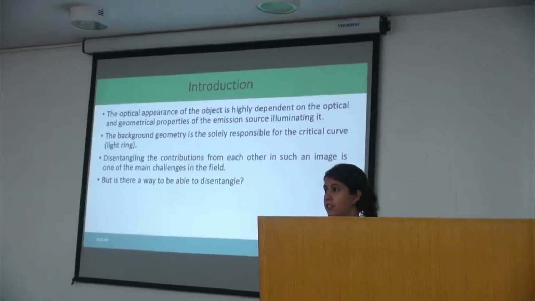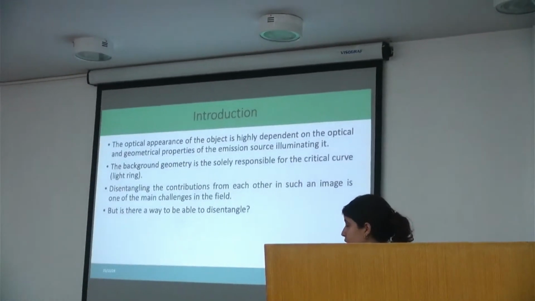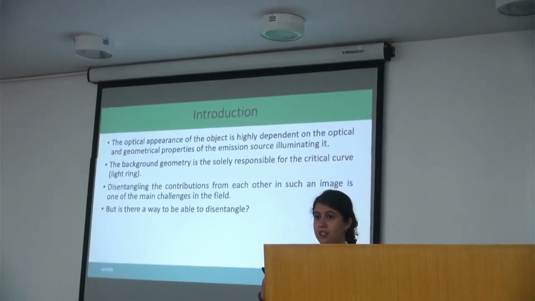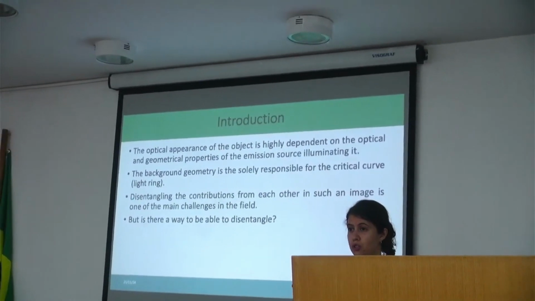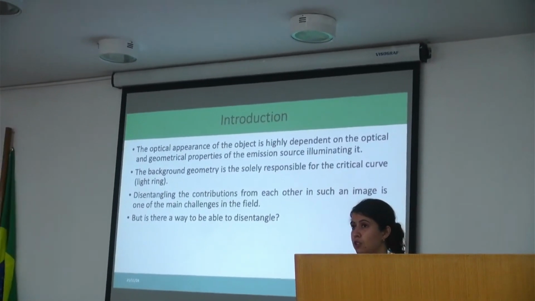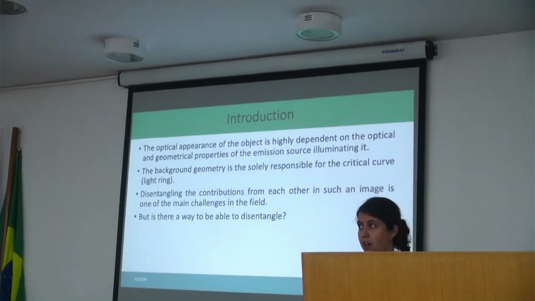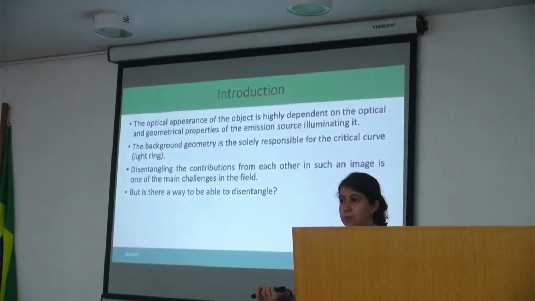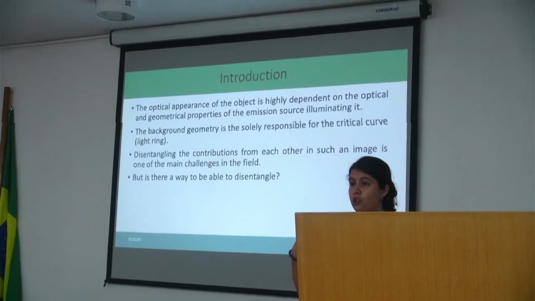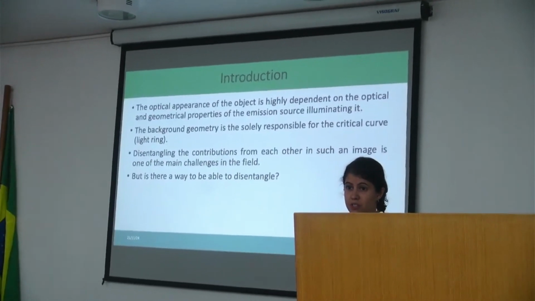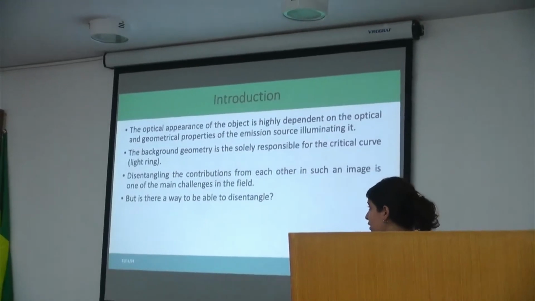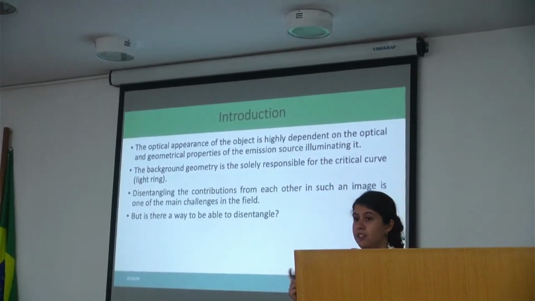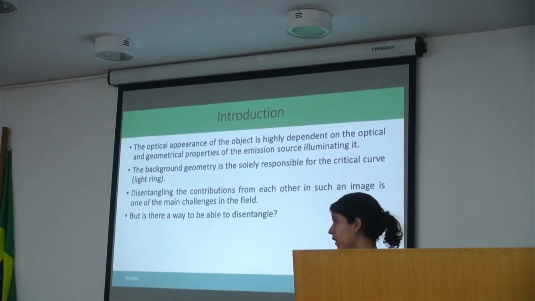And actually, in some papers it was already discussed that there is an entanglement between these two contributions. So it can be difficult to know if some feature of the image is due to the geometry or due to the accretion disk. So the question is: is there any way to disentangle these two contributions?